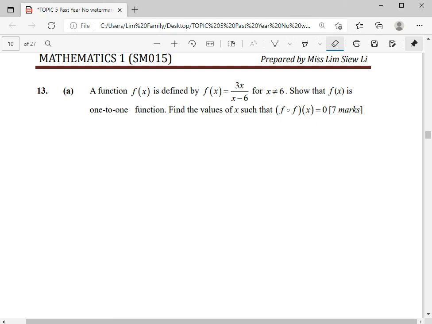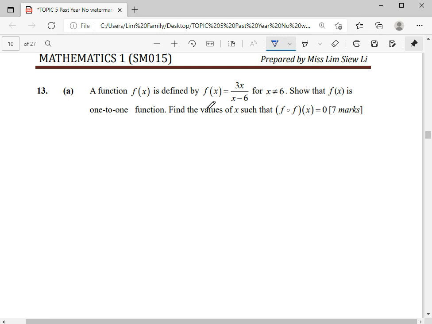Okay, so for question 13, they are giving us a rational function. So our first task is to show this function is a one-to-one function. From here, we can use a graphical method or an algebraic method. Alright, so I will choose the algebraic method. Later on we have to find the value that when it is composited gets 0.